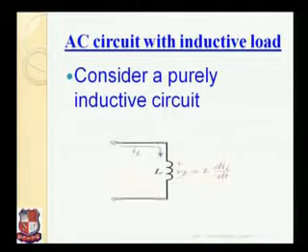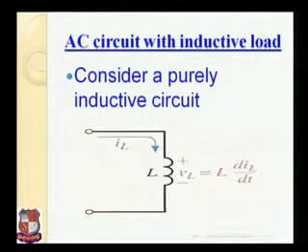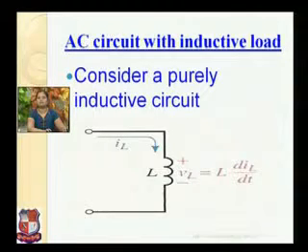This is the purely inductive circuit. One inductor is connected to the circuit and applied voltage V, which is equal to Vm sin omega t. As we know, voltage across inductor VL is equal to L dIL by dt. Inductor depends upon the rate of change of current with respect to time. As we know, the characteristic of inductor is like this. It will oppose the instantaneous change of current. So VL is equal to L dIL by dt.